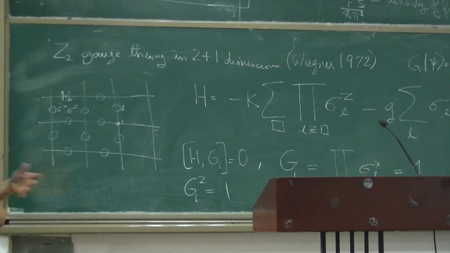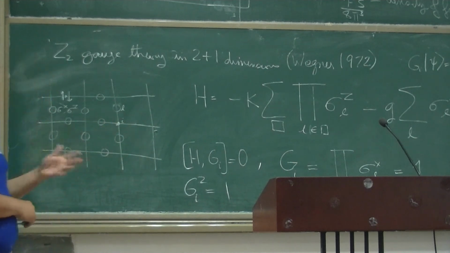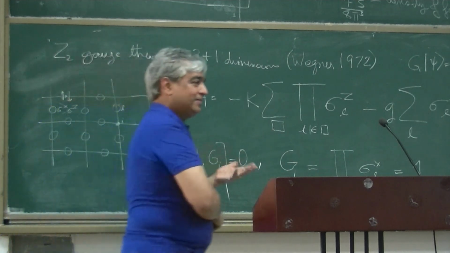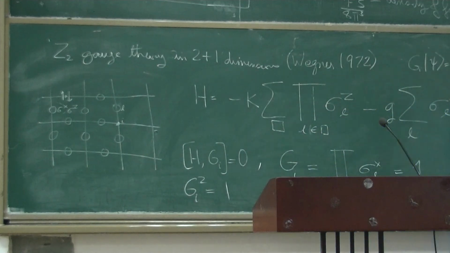So there is no symmetry in the Hamiltonian. Once you impose this constraint, there's no other operator. There's no discrete symmetry at all. So there's no possibility of a broken symmetry. Yet it has a phase transition. So really Wegner, already in 1972, discovered the first model of a phase transition without a broken symmetry.